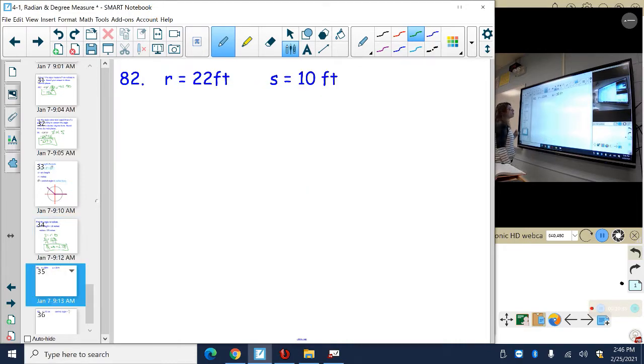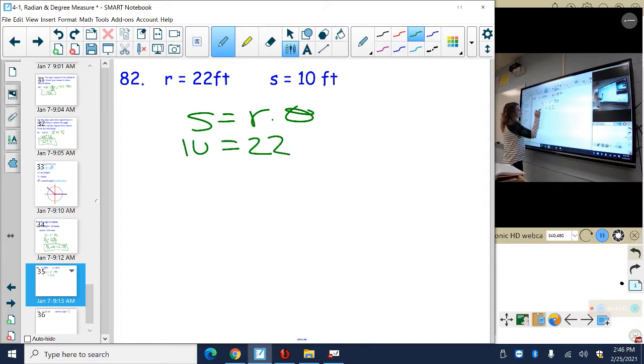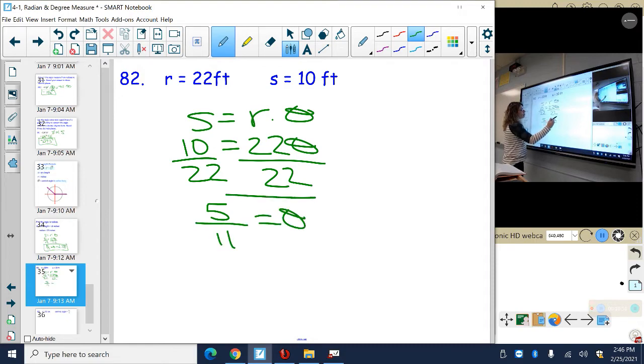Next, number 82. Still using this. I give you your radius is 22 and S is 10, and you need to find your theta. Divide them both by 2, you're going to get 5 over 11 is equal to theta. Again, you could go ahead and put that into a decimal, but it is not necessary.